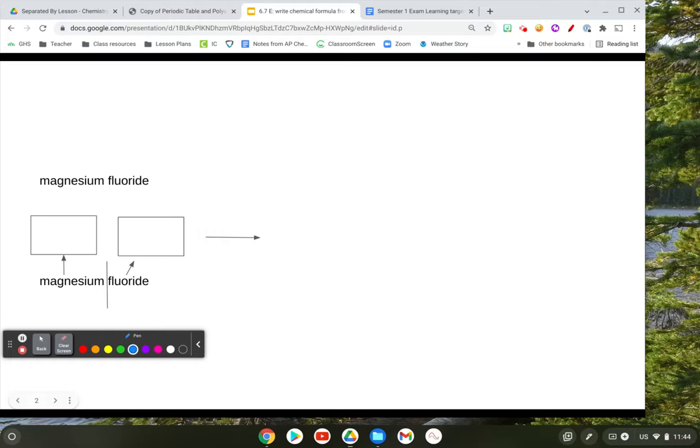Whenever you have the name of something, what you should recognize is that you have a first name and a last name. So I have magnesium as my first name, and then my last name is fluoride for this compound. So I split it in half. I'm going to focus on each thing separately.